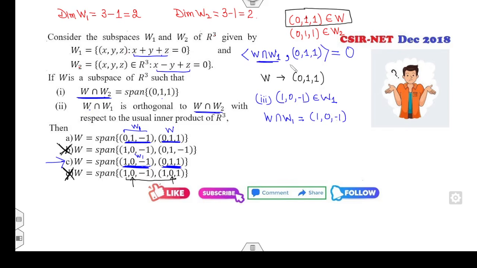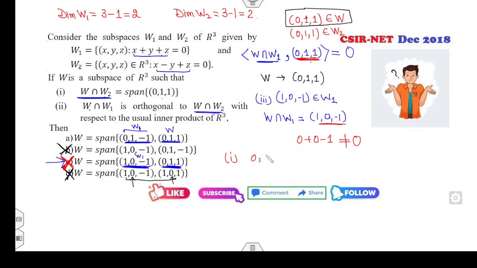So now we will see whether the dot product is 0 or not. Can you find the dot product of 0, 1, 1 and 1, 0, 1? 0, 0, minus 1, which is non-zero. This means option C is cancelled. Now let's look at option A.